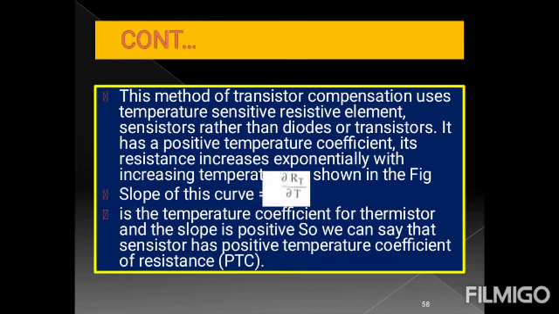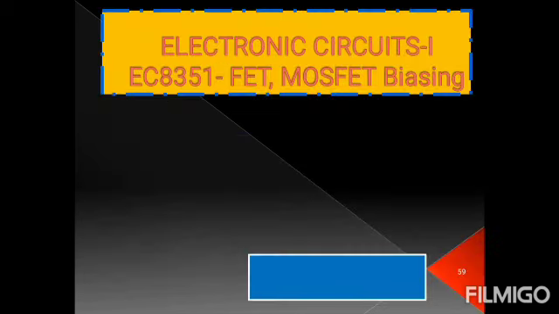Okay, we have discussed stabilization techniques as well as compensation techniques. In stabilization techniques, we are keeping the operating point stable by inserting resistors in the input side and output side. By giving negative feedback and voltage divider biasing, we are keeping the IC value constant. But in the compensation technique, we compensate the change in the temperature by using temperature sensitive devices. Okay, now we are going to discuss FET and MOSFET biasing.